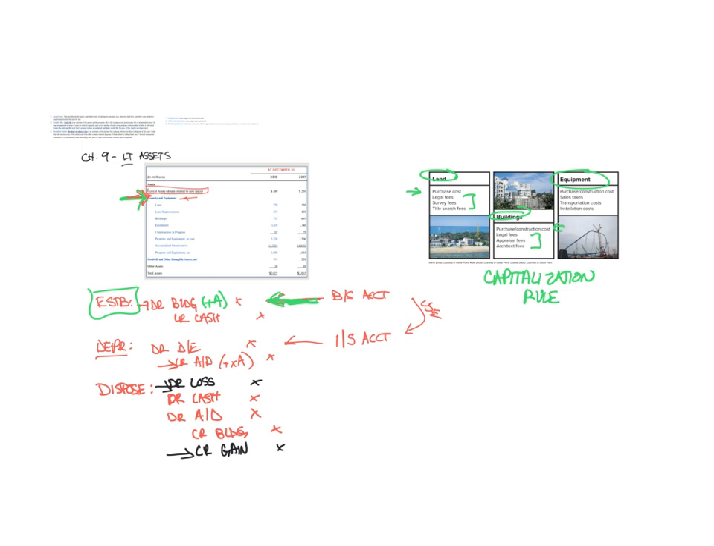So remember that the capitalization rule, the amount that we record, that's what we're referring to, the amount we record as the building account, is everything necessary to get the asset ready for its intended use. And again, building is just an example. That could be true with land, that could be true with equipment, or any of the other assets that you see as long-term or non-current assets.